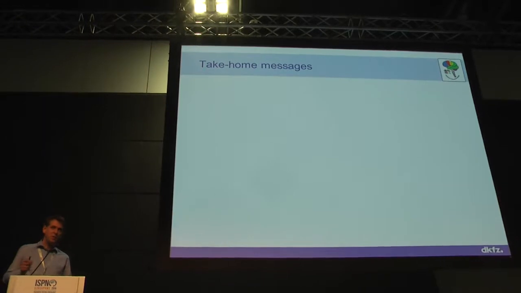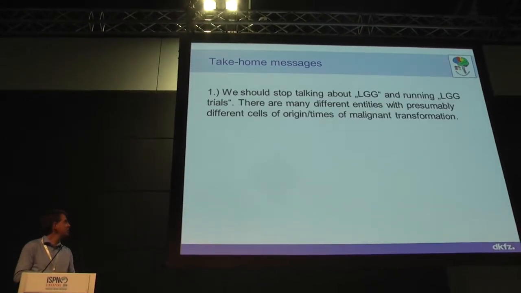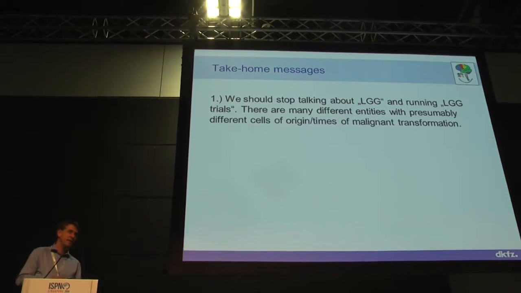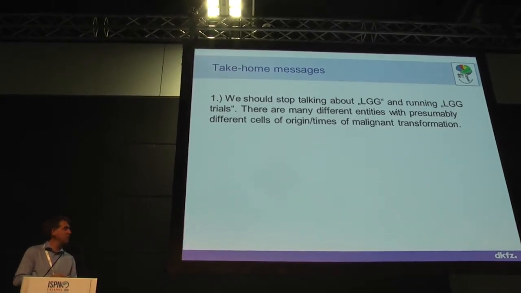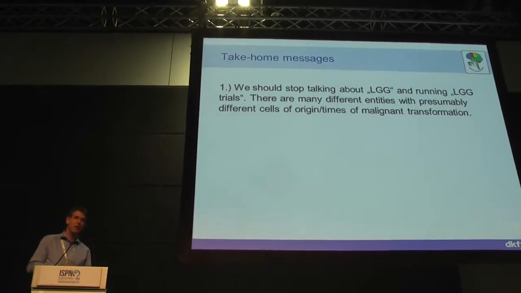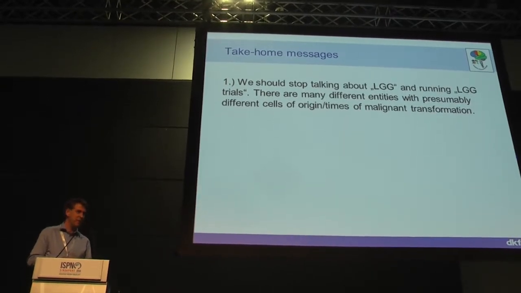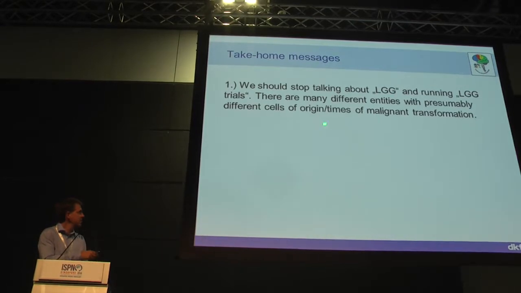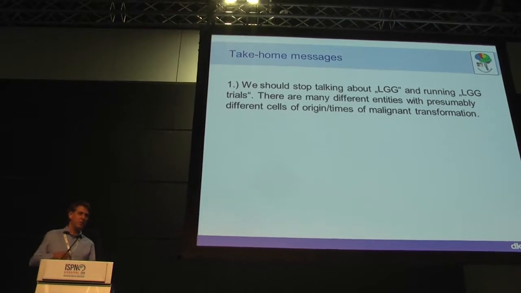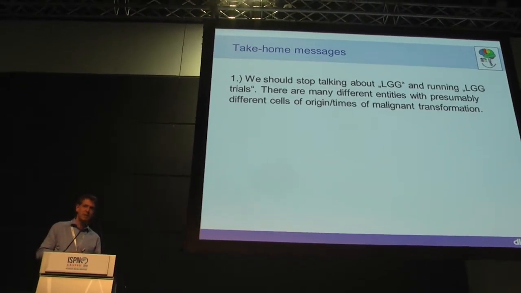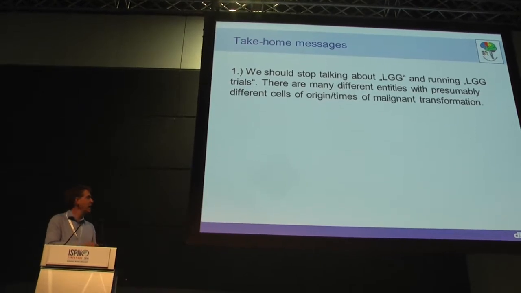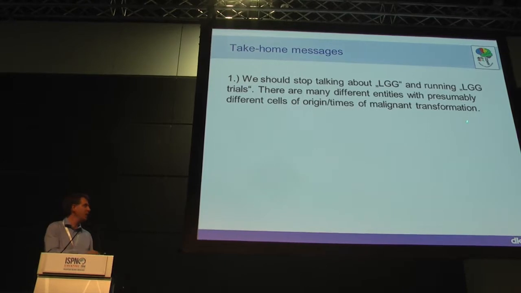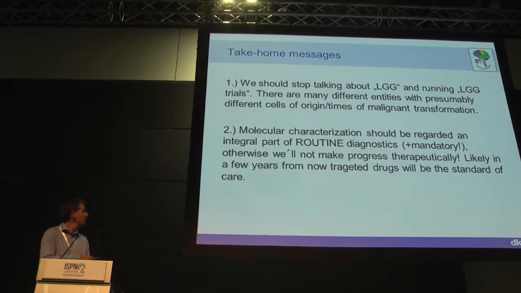And just to finish off with two of the take-home messages for today. One of them is that I think that we shouldn't think about running low-grade glioma trials without thinking about biology and subgroups anymore. So this is clear from many studies that were done now, that they seem to have different cells of origin or different times of malignant transformation.